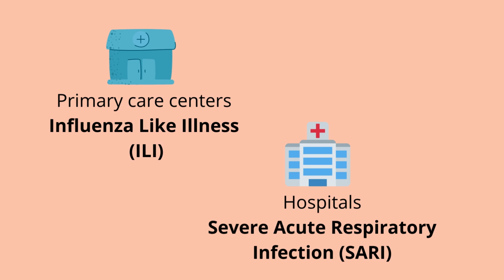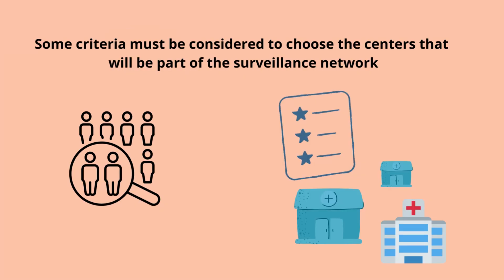In general, primary care centers will collect influenza-like illness or ILI cases, and hospitals will collect severe acute respiratory infection or SARI cases. If a sentinel strategy is chosen, some criteria must be considered in order to choose the centers that will be a part of the surveillance network.